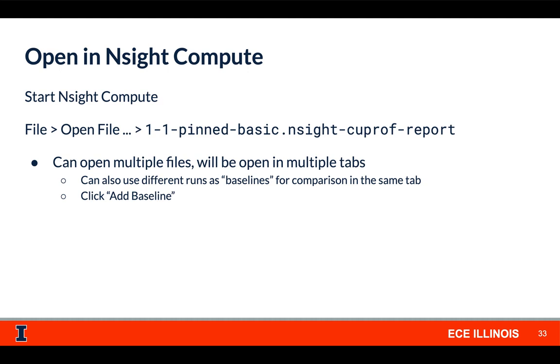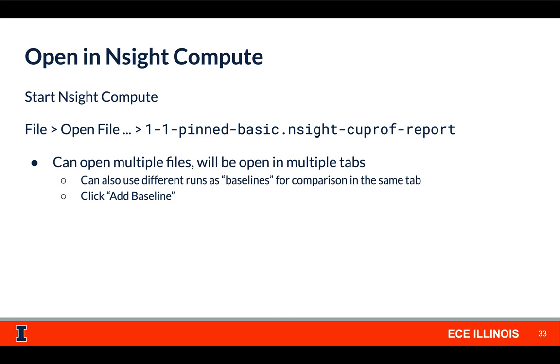So what you're going to want to do is fire up Nsight Compute and go File, and open up all of the first three Nsight CU Prof report files. So those report files for 1-1, 1-2, and 1-3. You'll find that you can open multiple of them at once. They'll be in multiple tabs.